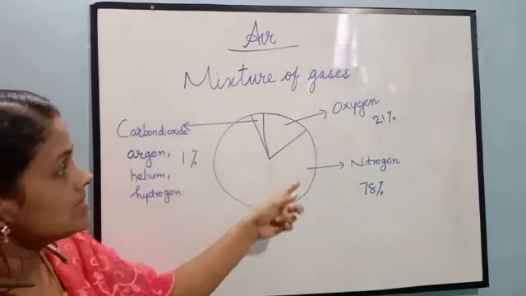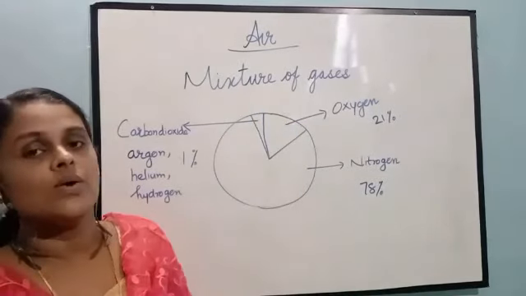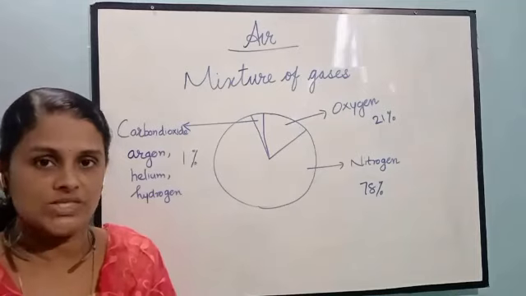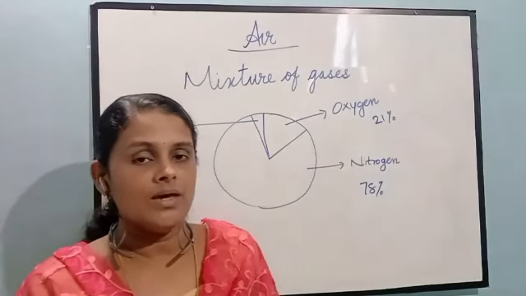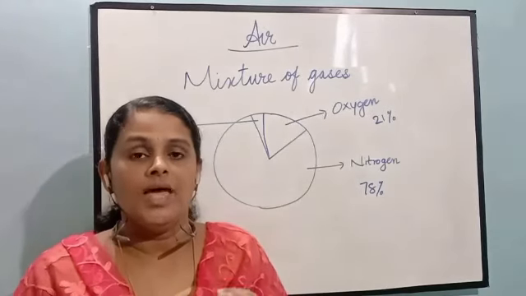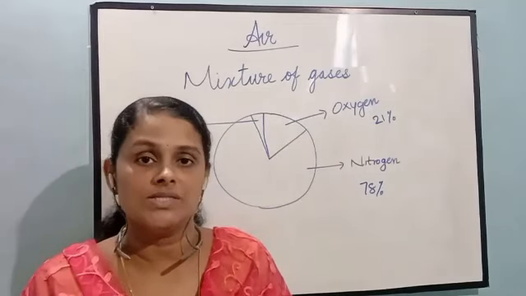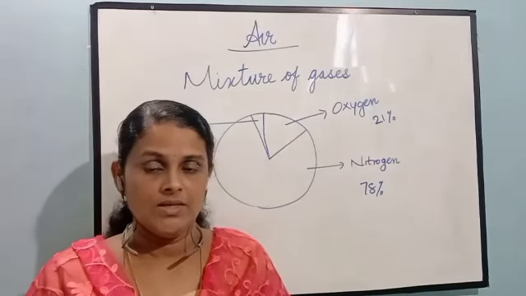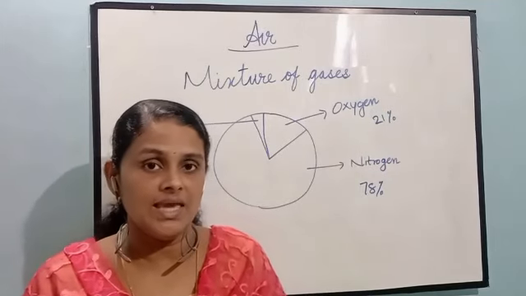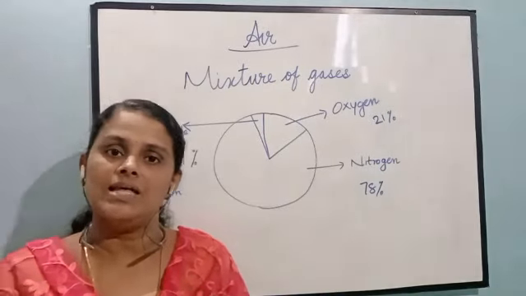So, air is a mixture of gases. We can see different types of gases in the air. Air also contains water vapor. The amount of water vapor present in the air at a particular time is called humidity. Humidity means the amount of water vapor present in the air at a particular time. Air also contains dust particles and smoke.